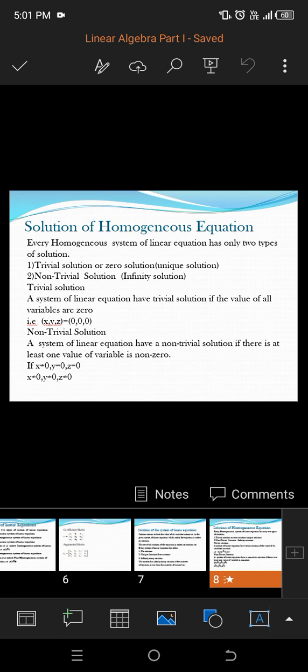In a non-trivial solution, at least one variable has a non-zero value. For example, x is not equal to 0, y is equal to 0, z is equal to 0. Or x is not equal to 0, y is not equal to 0 and z is not equal to 0. In a non-trivial solution, one, two or three variables may be non-zero. The main condition is that at least one variable is non-zero.